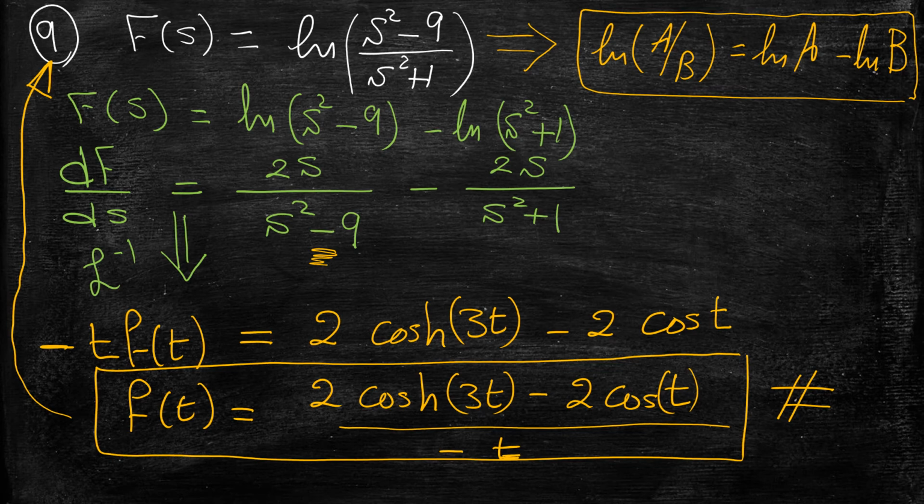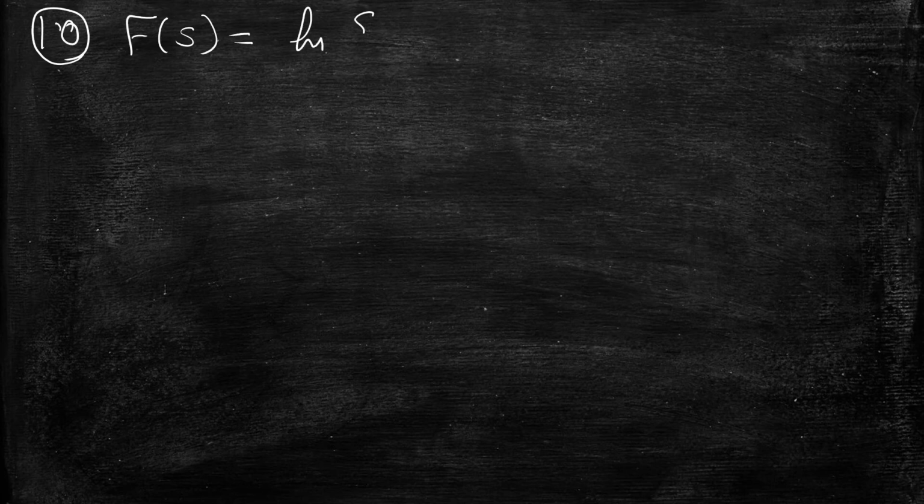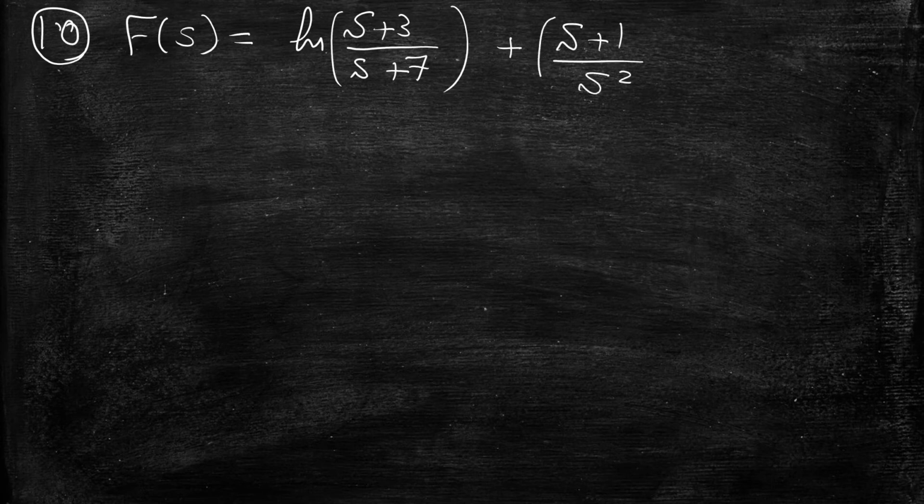So let's see another example here. What happens if we have this f of s equal to ln of (s plus 3) divided by (s plus 7), and we have another term, which is (s plus 1) over s squared, whole squared. So we can think about this in different ways.